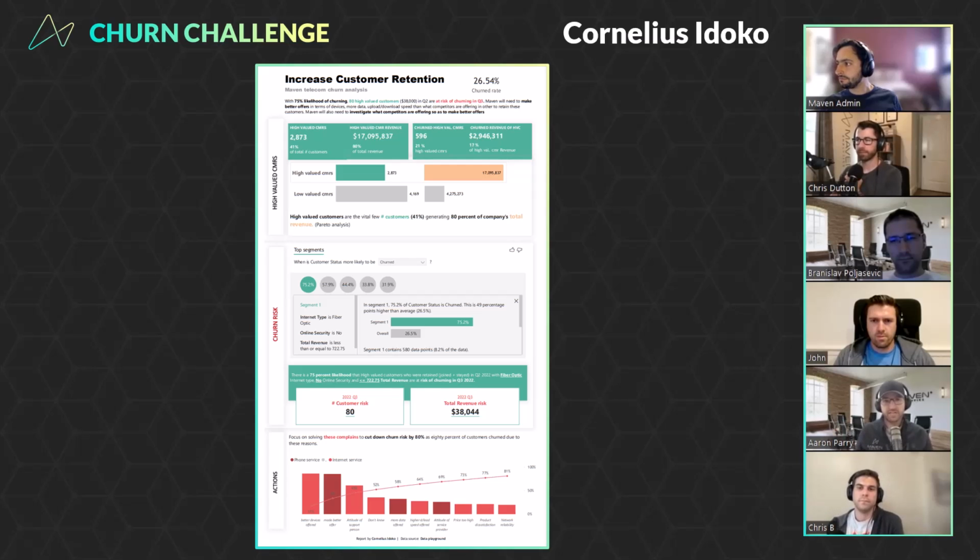Again, didn't fall into that same trap, saying that 3.8 million or whatever that exact number was, was going to churn in revenue. So I like that here. Plus, this approach also really sets up Cornelius's approach to his analysis. So if we look at the first section here, we can see that our high value customers make up about 41% of the total customer base, but actually account for 80% of the company's total revenue.